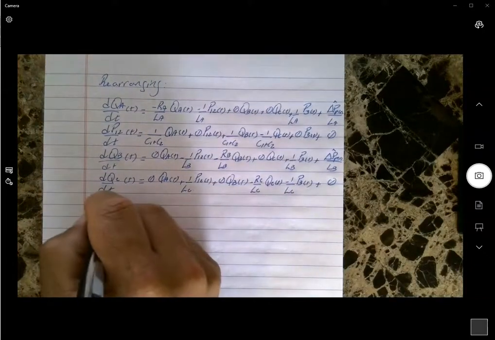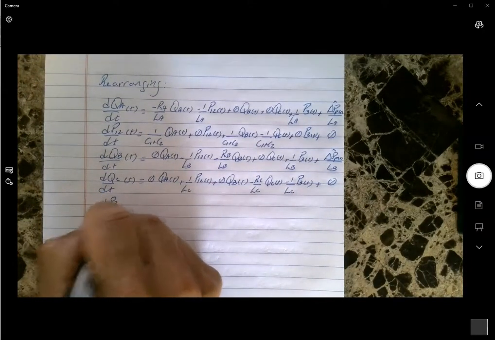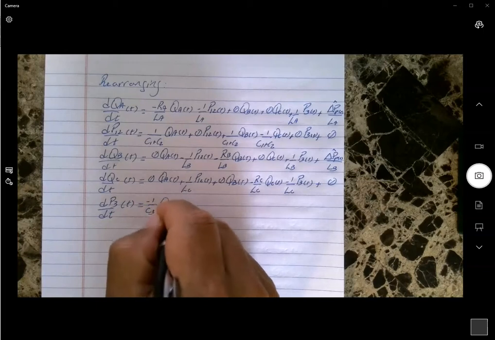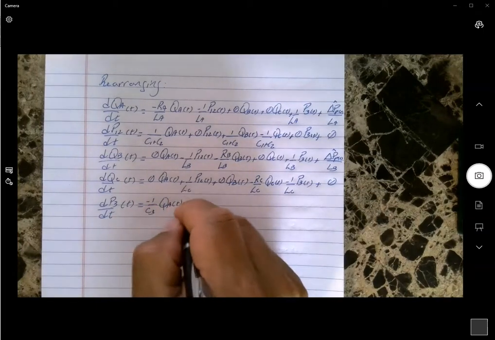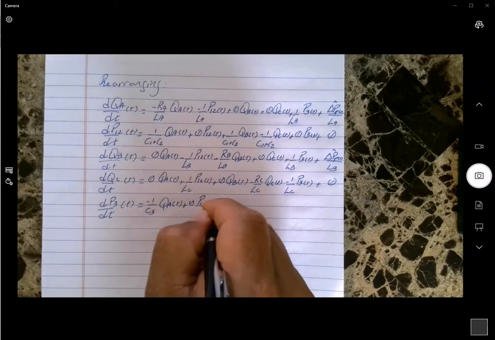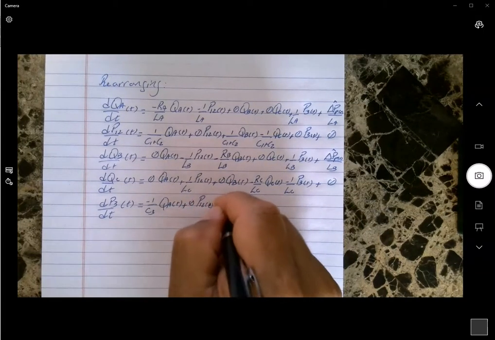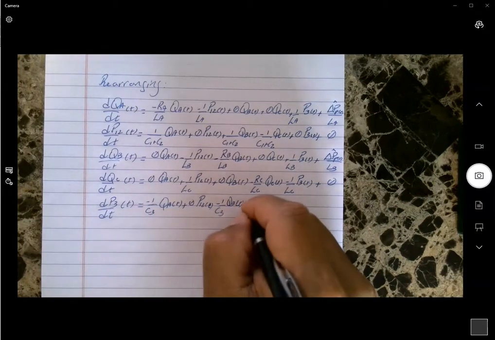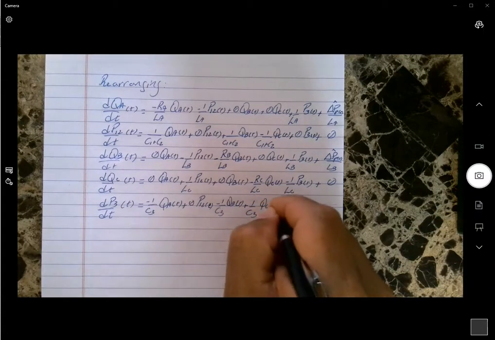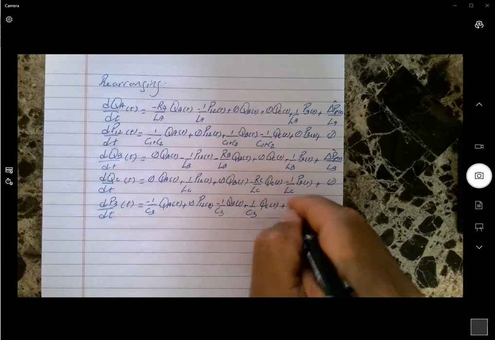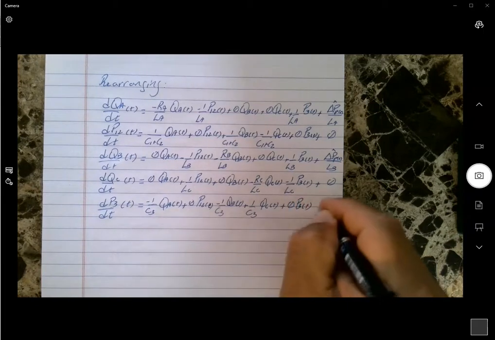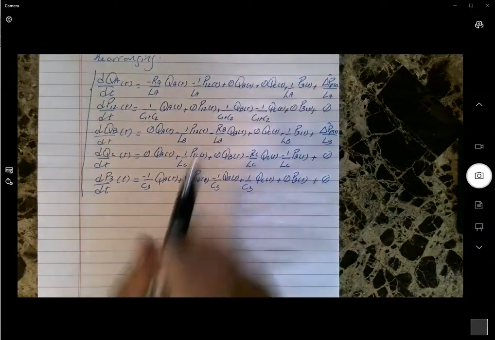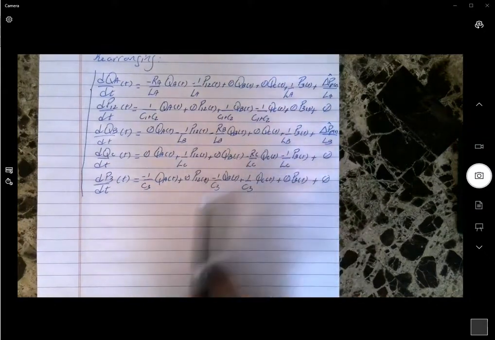And the final equation, dP3 dt equals minus 1 over C3 that multiplies QA, plus 0 that multiplies P12, minus 1 over C3 that multiplies QB, plus 1 over C3 that multiplies QC, plus 0 that multiplies P3, plus 0. So these are the five equations organized and rearranged in that particular sequence, right?